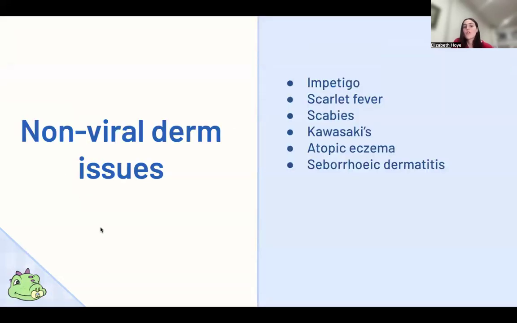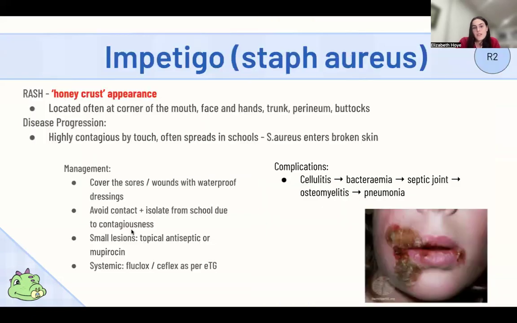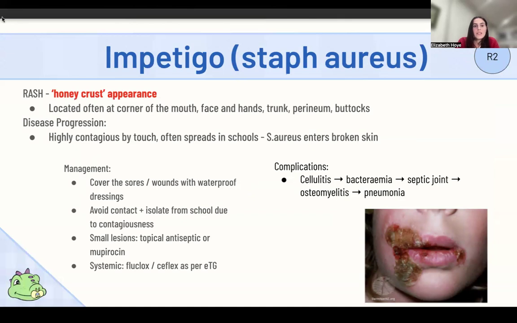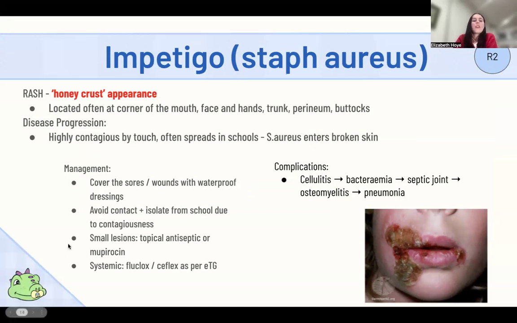So that brings us to non-viral derm issues. So this first one is Staph aureus, so Impetigo. So it's this honey crust appearance, you'll hear it referred to as, and it's usually around areas of broken skin where Staph aureus can infiltrate. So that can be like around the perineum or buttocks for younger kids, or around the face, especially the mouth. And it's really contagious by touch, so it's spread in schools.